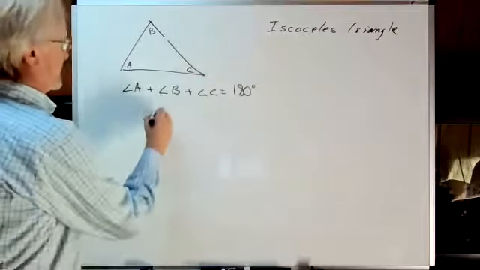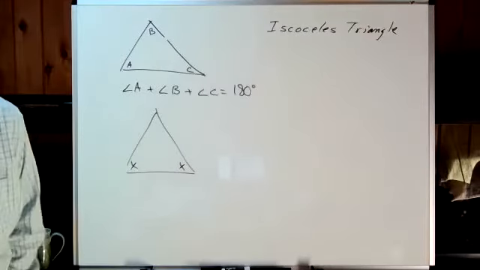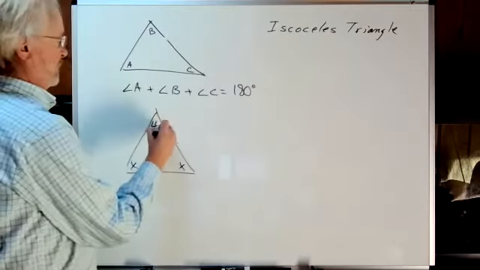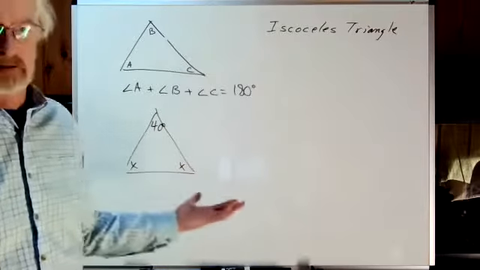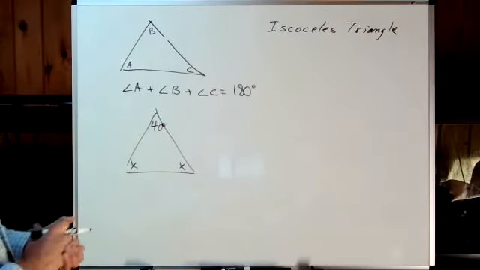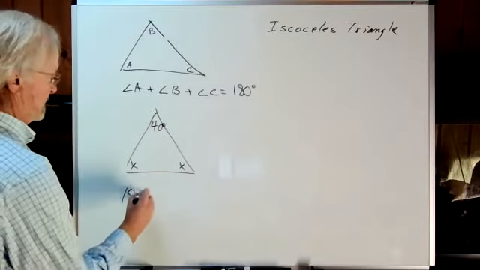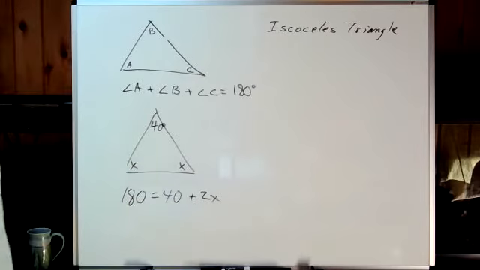There's one like this where they tell you these 2 are the same, and let's say this is 40 degrees, right? If they're both x's, then they're the same, right? Same size. So now I could say, oh, 180 is the 40 plus 2x. And now I can find the value of both of those.